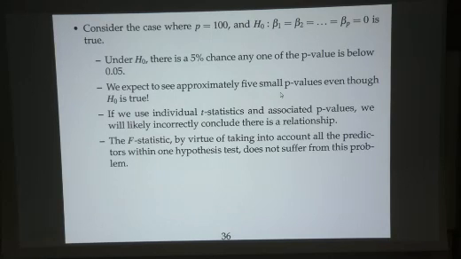Under H naught, there is a 5% chance of any p-value being below 0.05. Under H naught, all the coefficients are 0. The p-value is uniformly distributed, and it has a 5% chance of falling below 0.05. So if p equals 100 approximately, you will see about 5 p-values that are small.